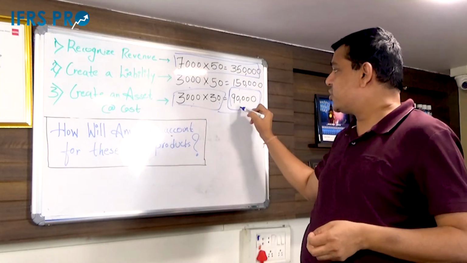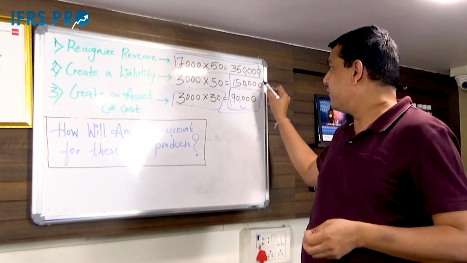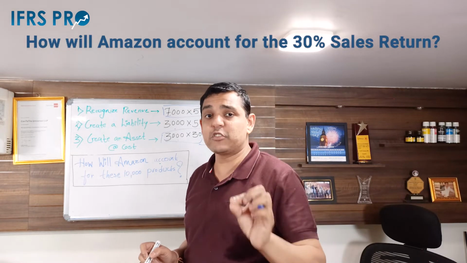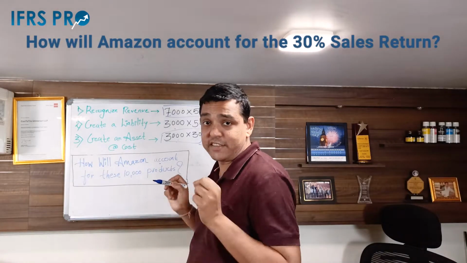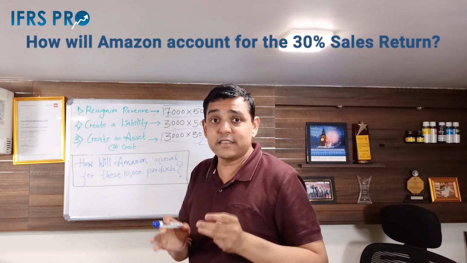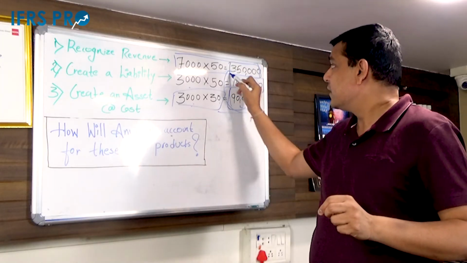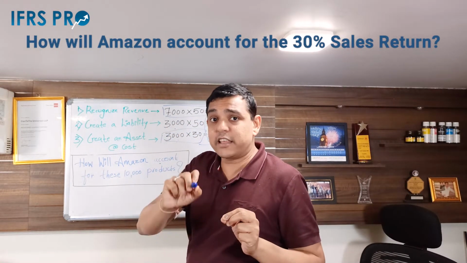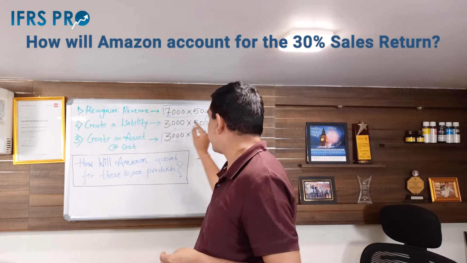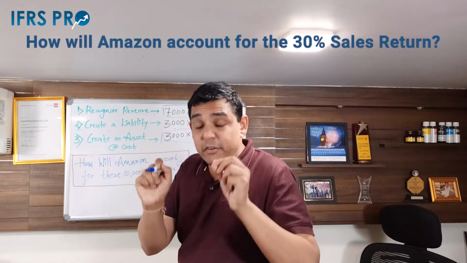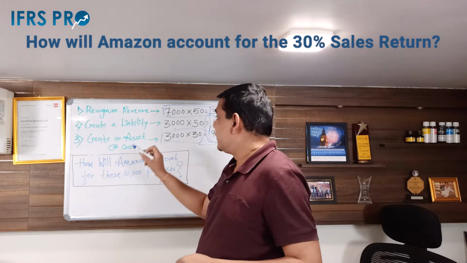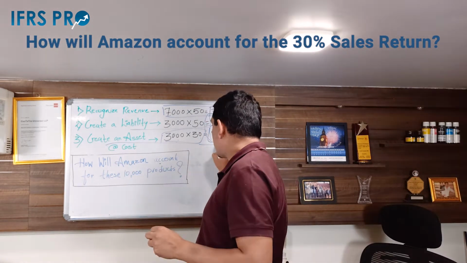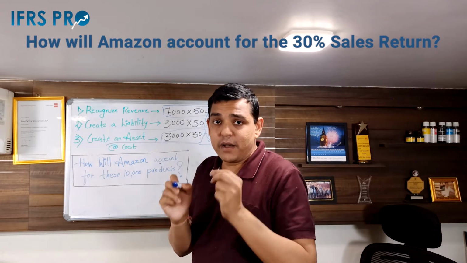So, end of the day, the accounting position of Amazon and Flipkart is as follows. Contract asset will come in the balance sheet as 90,000. Refund liability will come in the balance sheet as 1,50,000, which means the net commercial exposure for Amazon and Flipkart is 60,000 on this transaction. On the P&L front, they will recognize 3,50,000 as their sales and 7,000 products into 30 rupees, which is 2,10,000, as their cost of goods sold. So the gross margin on this particular transaction is going to be 1,40,000 after adjustments.